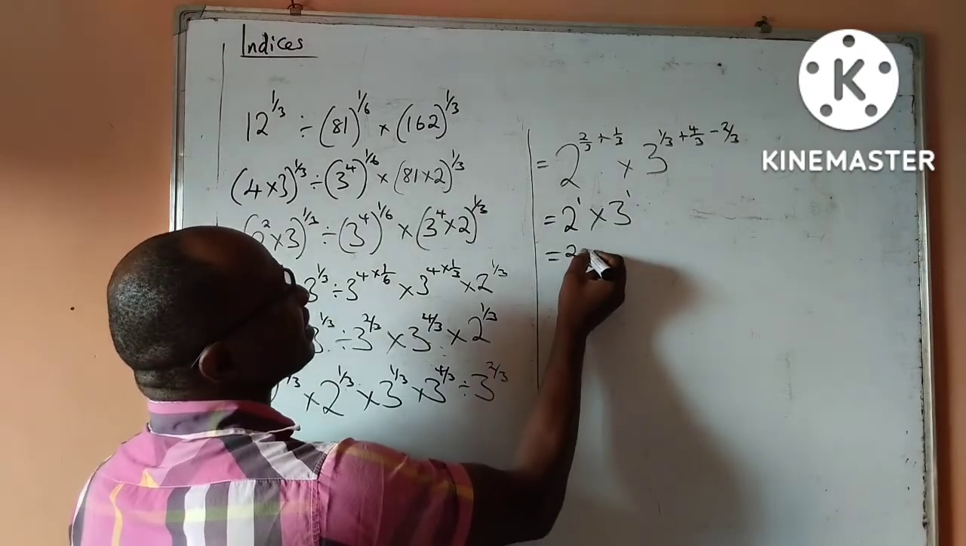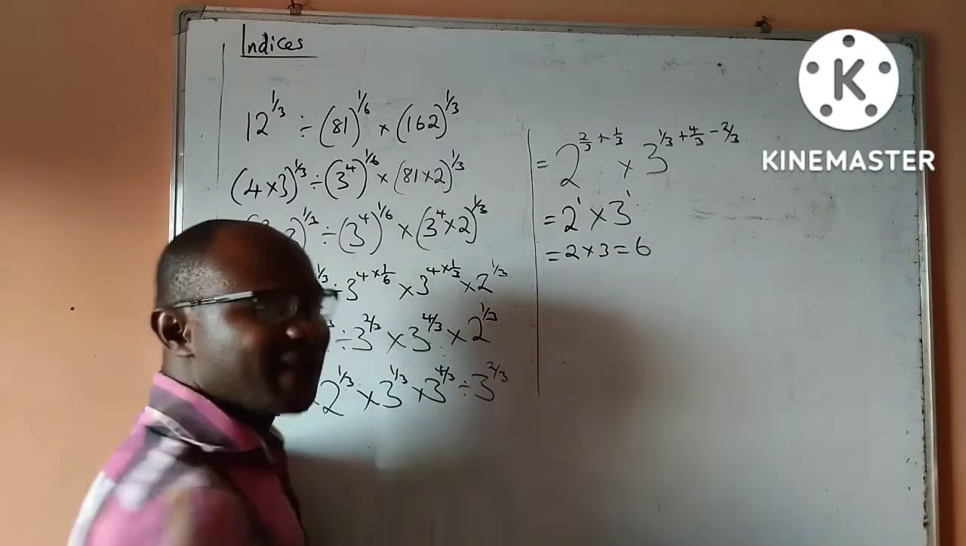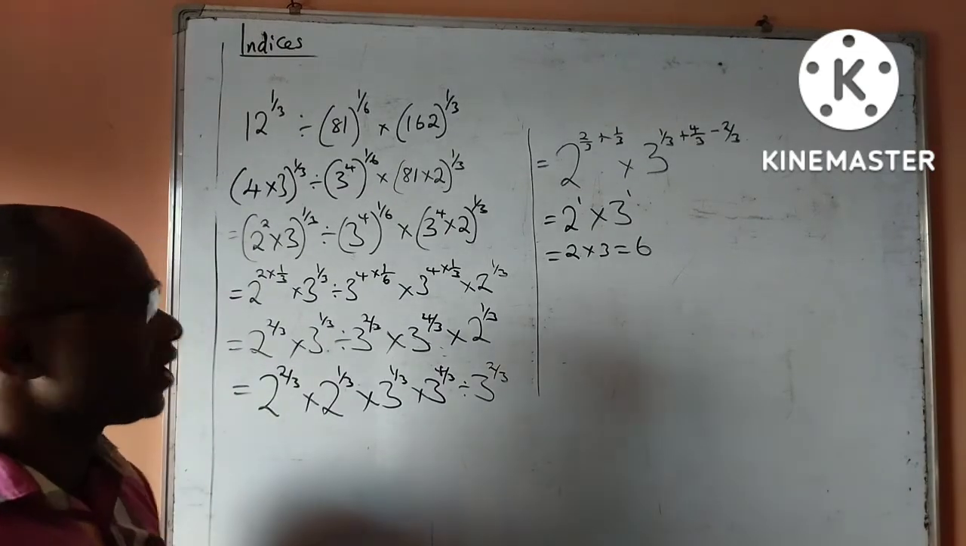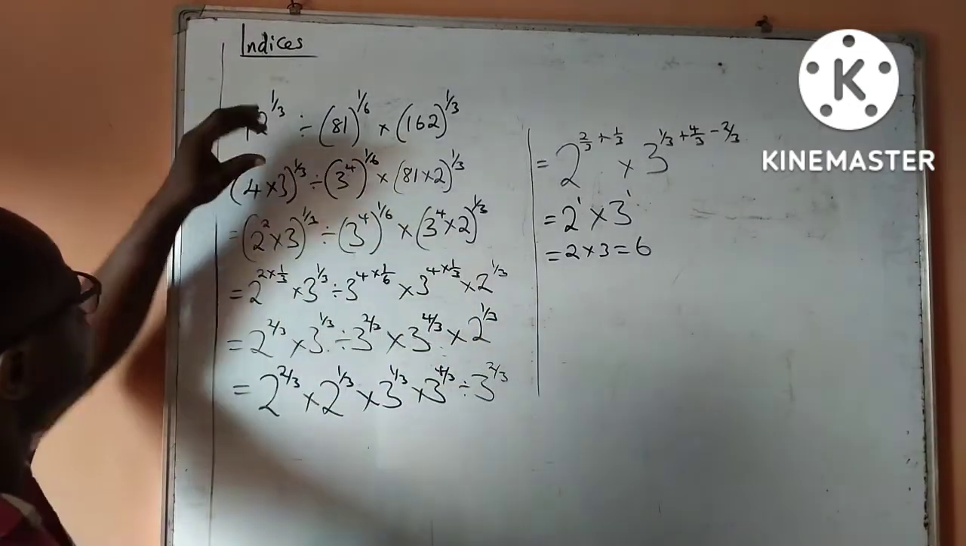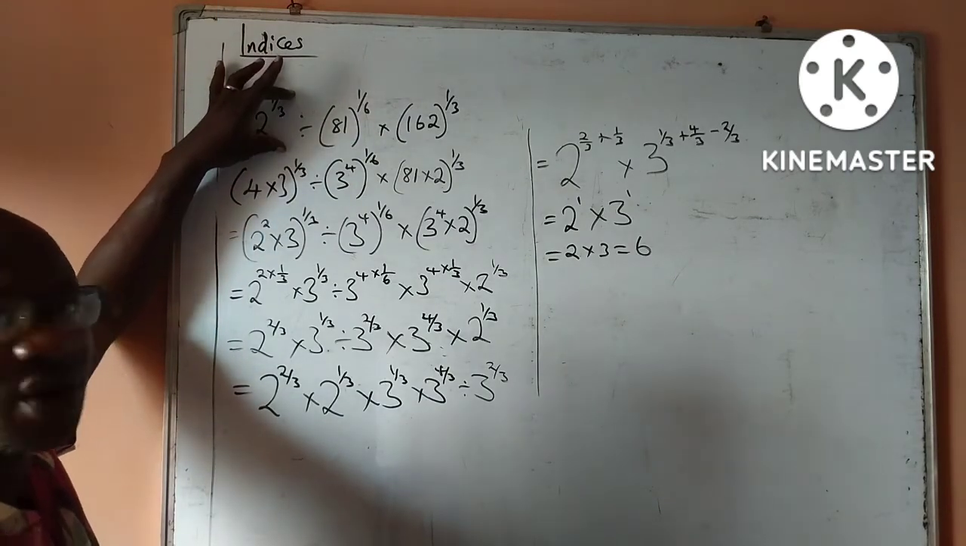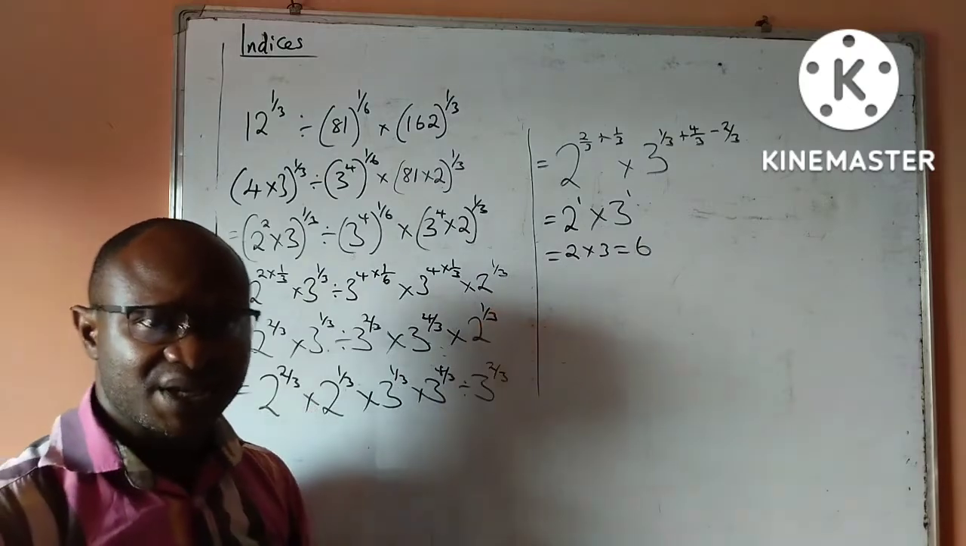That means I can now write it as 2 times 3. And my final answer becomes 6. Fantastic. So we can now, in conclusion, say that the simplification of this question will result to just 6.